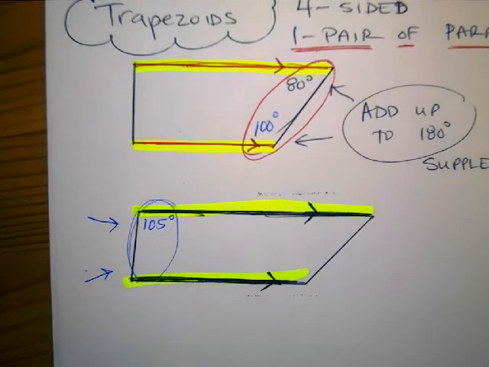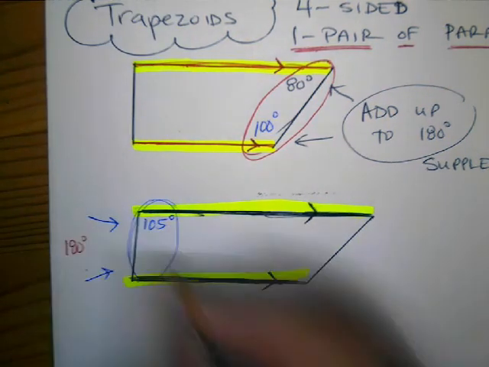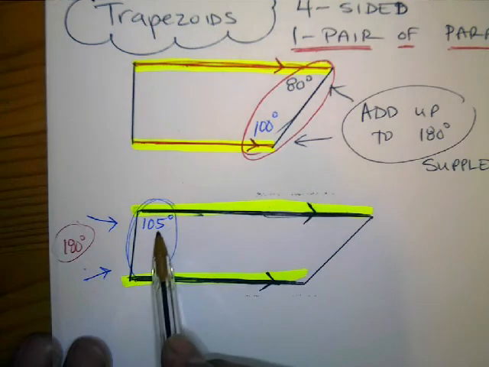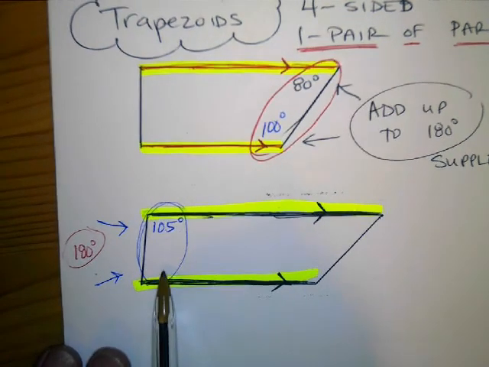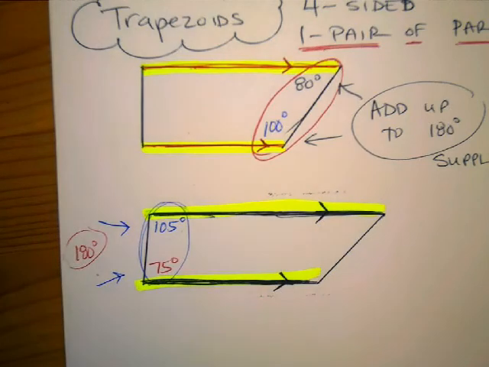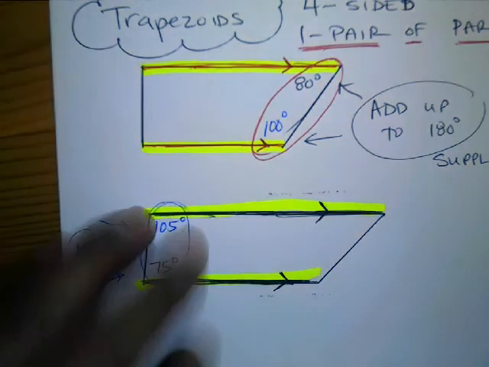Right, I'm going to use a highlighter. See, so I'm going this way. These are the angles that have to add up to 180. So that's 105. Then this one has to be what? 75, right? They add up to 180. Okay, let's look at a different one, right?